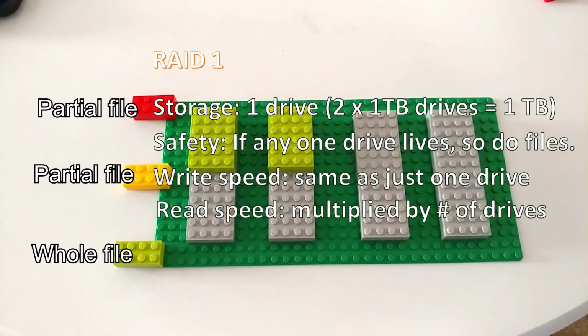If you have 2 1 terabyte drives, you can only save 1 terabyte of data. If you have 10 1 terabyte drives, you can still only save 1 terabyte of files. However, as long as one drive continues to live, so do your files. Your write speed is the same as if you just had one drive by itself. The read speed is multiplied by the number of drives. If you have 10 drives in RAID 1, you can read 10 times as fast.